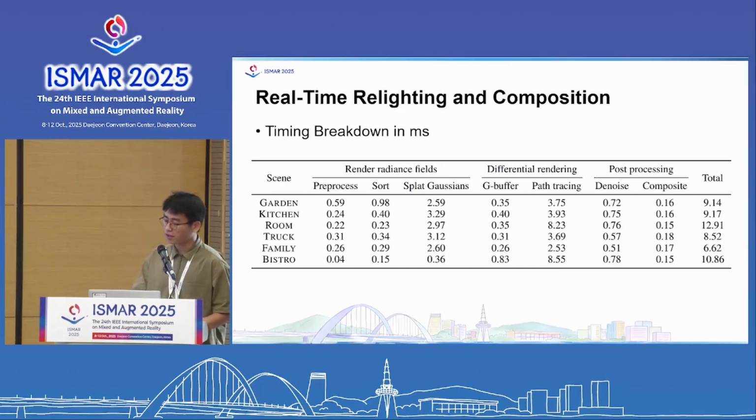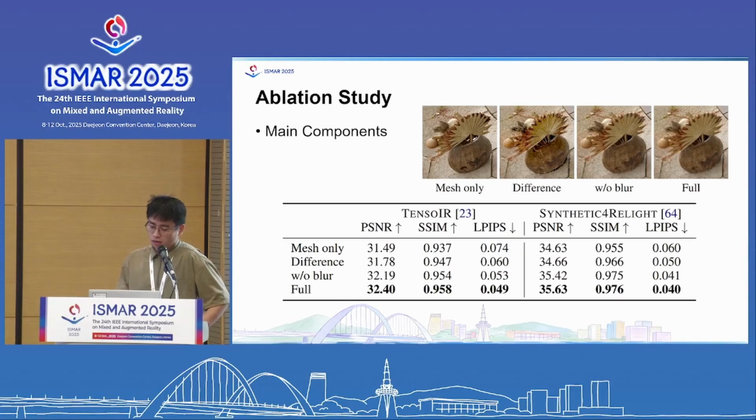Okay, this is the time breakdown of our real-time rendering method. We conduct ablation studies on main components of our method to evaluate their influence on relighting performance. We can see that differential rendering can improve the relighting performance compared to only using meshes. And the over-darkening and over-brightening effects are eliminated in the full method, and the high-frequency aliasing is eliminated after blurring.